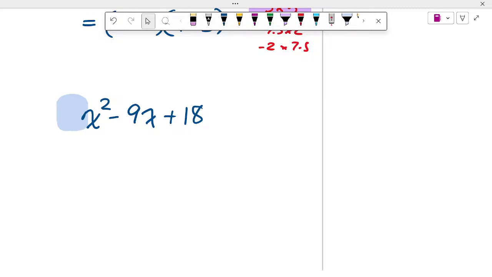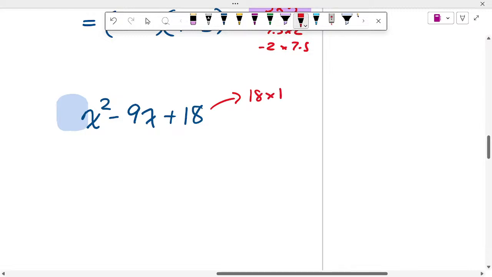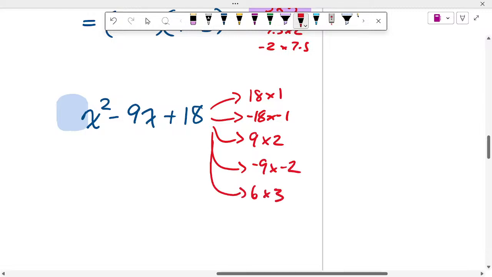So, yeah, we need two numbers that multiply to... Is it plus 18 or minus 18, by the way? It is plus 18. Oh, good. Okay, so the options would be 18 and 1. No. Negative 18 and negative 1. Not it. 9 and 2. No. Negative 9 and negative 2. No. 6 and 3. No. Negative 6 and negative 3. Yes, there we go.